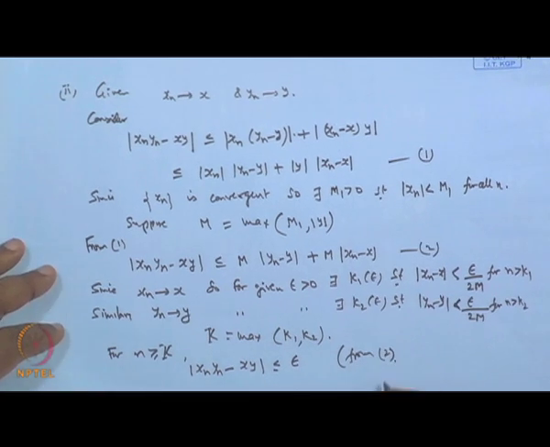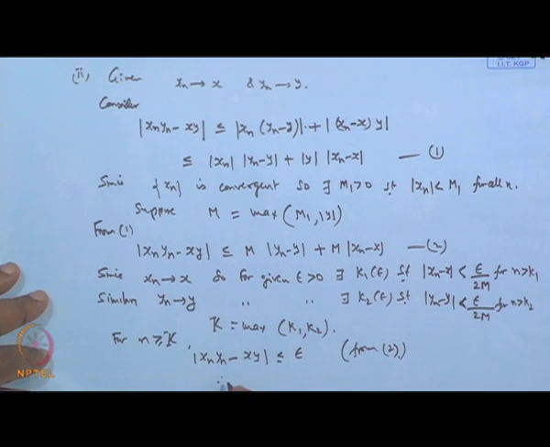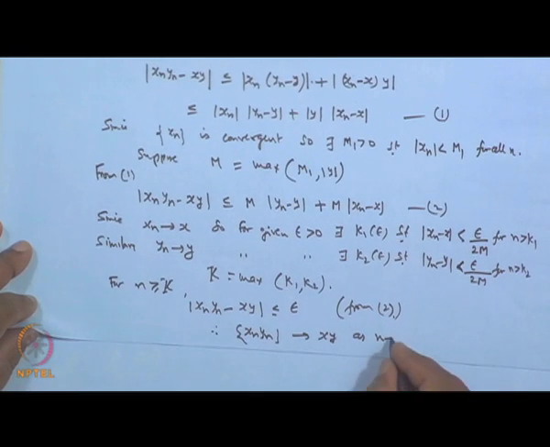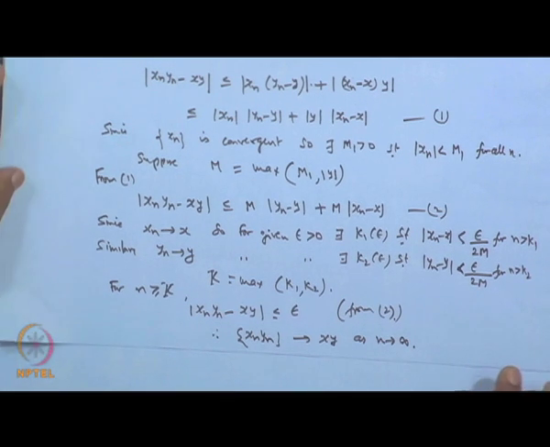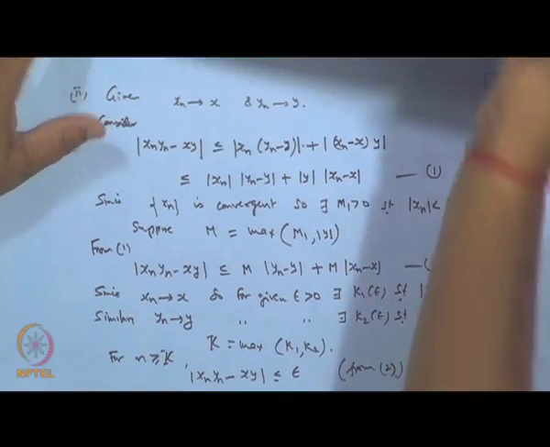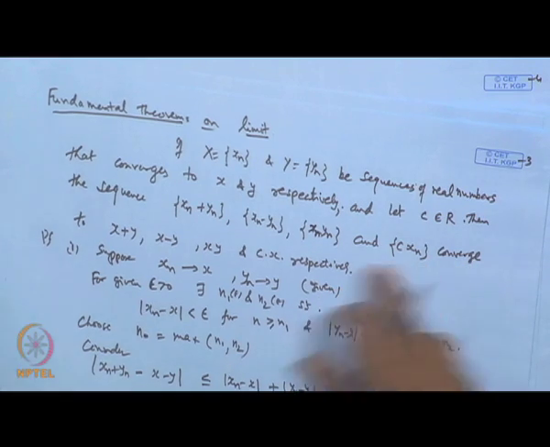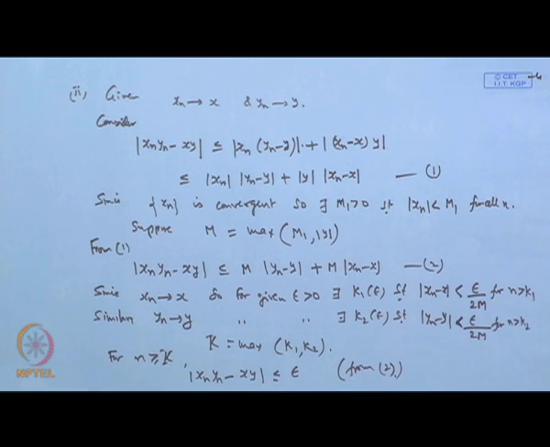Okay? So, this shows that x_n y_n converges to x y. So, this implies the sequence x_n y_n goes to x y as n tends to infinity. Similarly, when you take the third, say C x_n, in a similar way you can do it, otherwise you can consider y_n as the constant C. So, C x_n will converge to C x as per this.